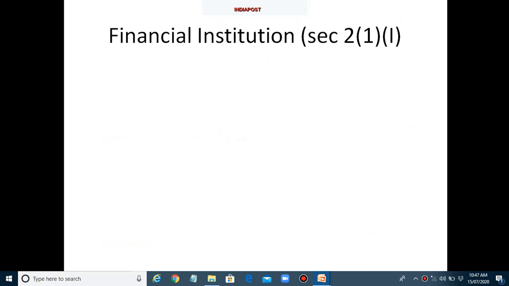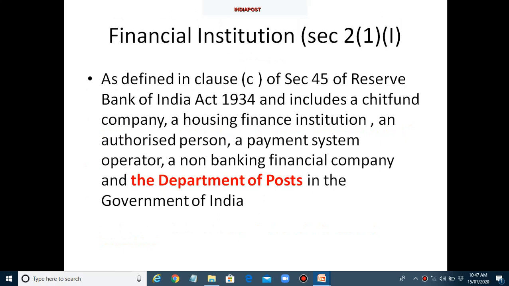Now let me show what is the definition of financial institution under section 2(1) of PMLA. As defined in clause C of section 45 of Reserve Bank of India Act 1934 and includes a chit fund company, housing finance institution, an authorized person, a payment system operator, a non-banking financial company and the Department of Post in Government of India. So we are also bound by PMLA Act.